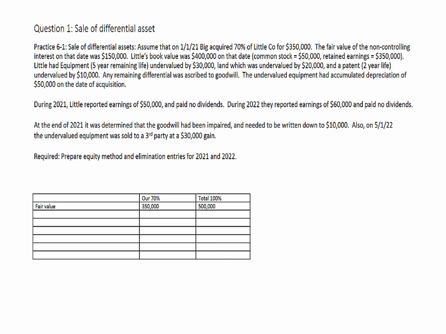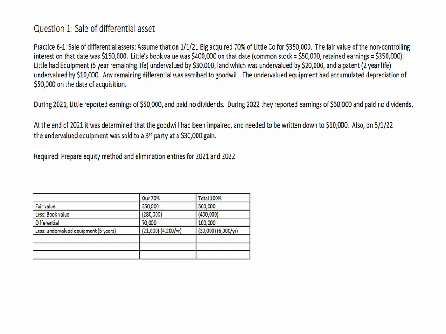First, let's go through our fair value versus book value equals differential analysis. Our 70% cost $350,000, the total fair value is $500,000. The book value is $400,000, our share $280,000, for the differentials as indicated.